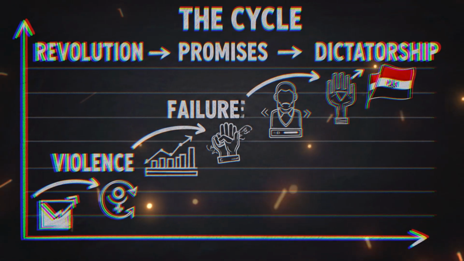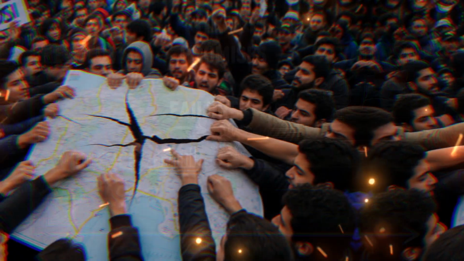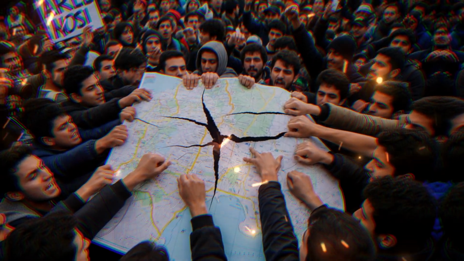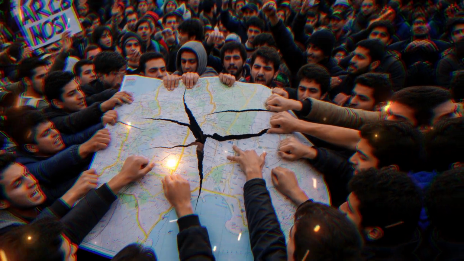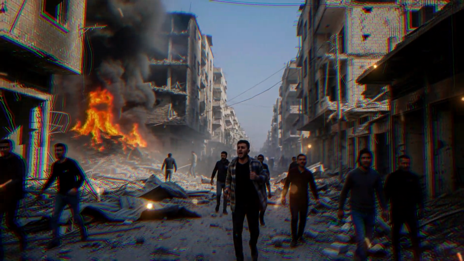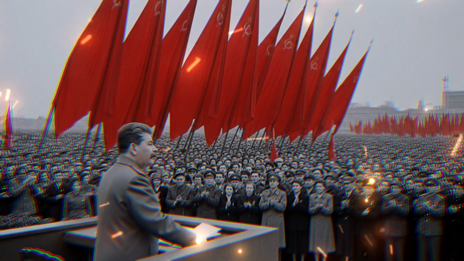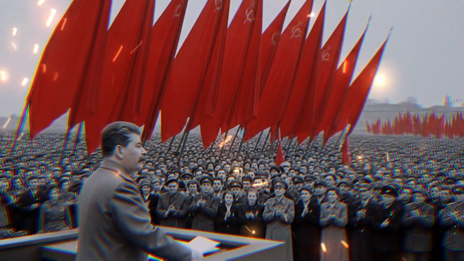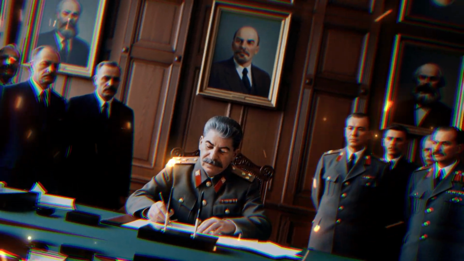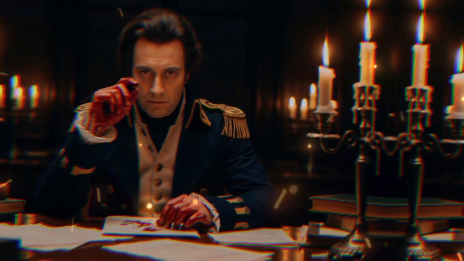Maximilien Robespierre, the leader of the Terror, genuinely believed he was creating a better world. He thought that killing impure people would make society perfect. Instead, he created such fear that eventually his own allies turned against him. He died under the same guillotine he'd used to kill thousands. This is what happens when revolutions become obsessed with purity. They start murdering their own people.